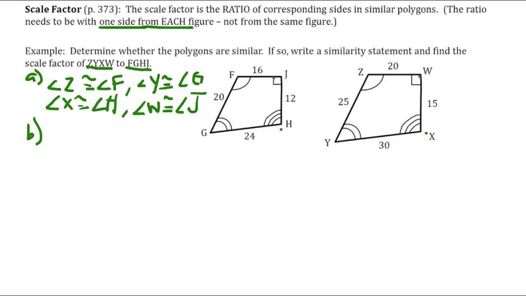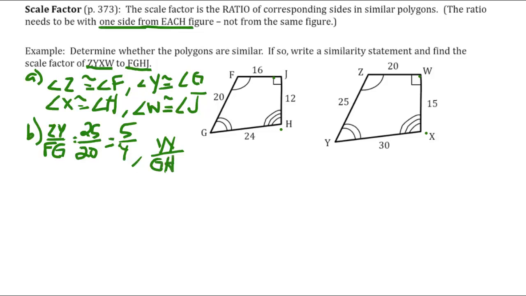So let's check those. ZY corresponds to FG, and that ratio, ZY is 25 and FG is 20, and that's going to reduce to 5 over 4. Okay, let's look at the next one. Let's do YX, second and third letters, to GH. So YX is 30 and GH is 24. Sorry if you can't read my handwriting. 30 over 24 also reduces to 5 over 4. So we just have to make sure that all of these reduce to the same thing.